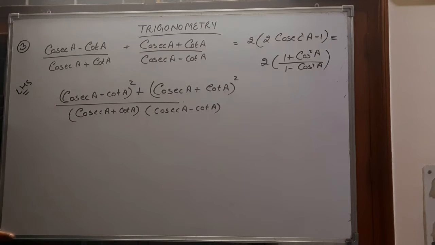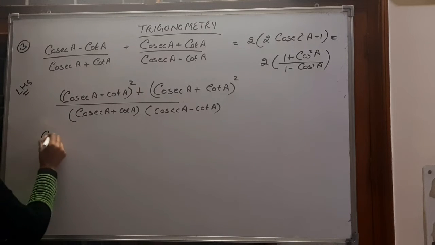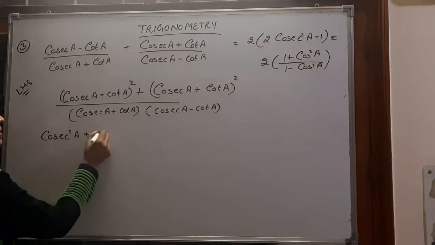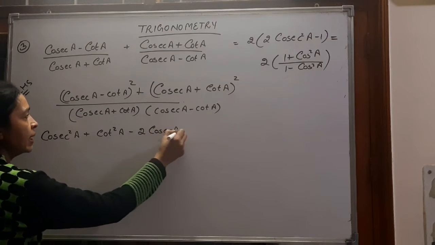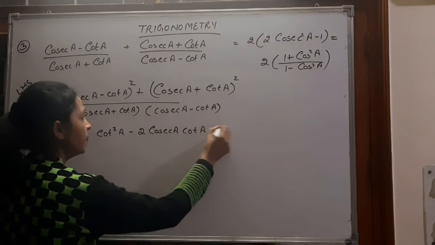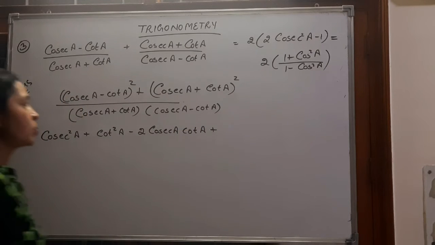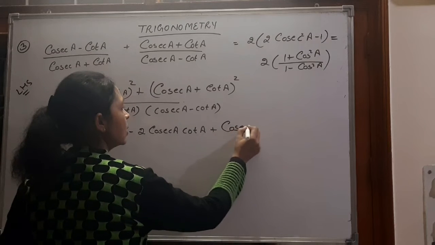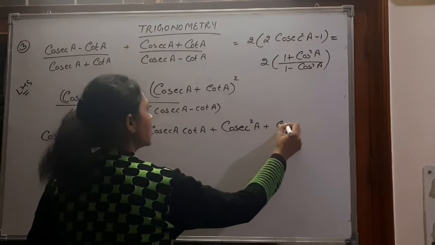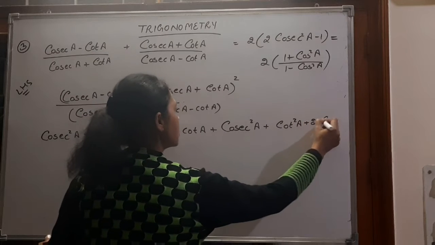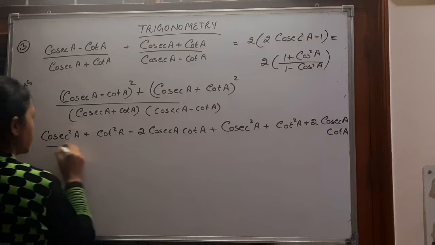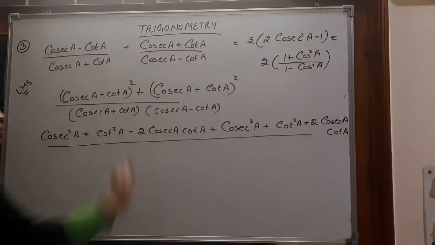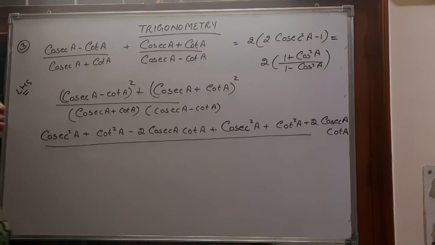Now children, what is (A minus B) whole square? You all know: A square plus B square minus 2AB. We have cosec square A plus cot square A minus 2 times cosec A cot A, plus (cosec A plus cot A) whole square, again (A plus B) whole square: cosec square A plus cot square A plus 2 times cosec A cot A. Divide by, we have cosec A plus cot A and cosec A minus cot A.